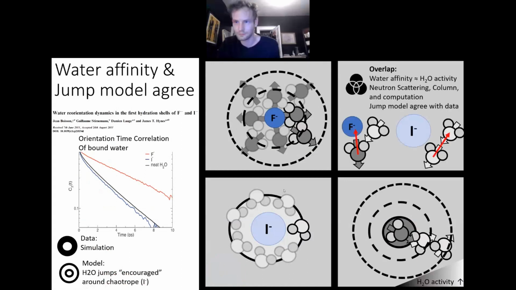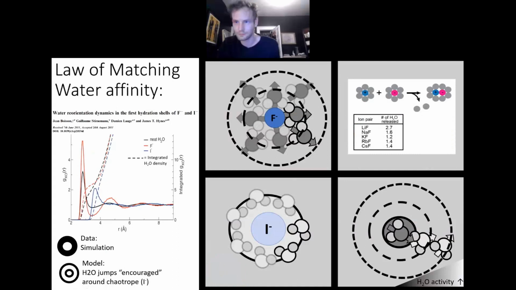And the overlap that I pose is that water affinity is similar to water activity. So the water around fluoride is really immobilized and very low activity, whereas the water around iodide is higher activity. And this agrees with neutron scattering, their column experiments, and the computation to pose the JUMP model all agree with each other from these different groups to help build this idea.